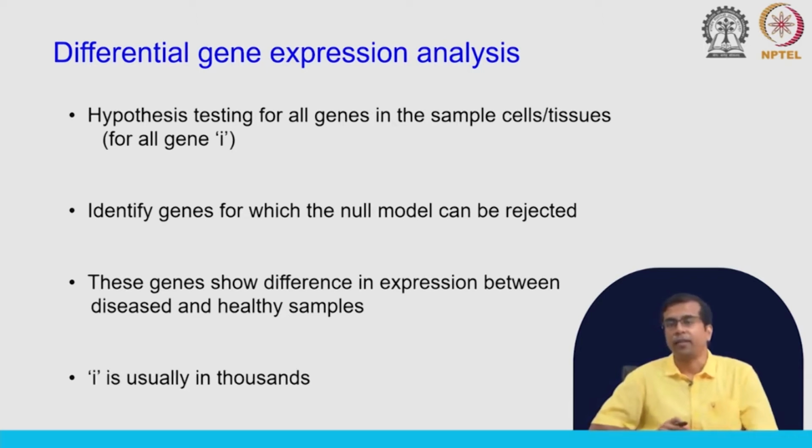Now, this i is usually in thousands or tens of thousands, depending on the organism. If you are talking about simple bacteria like E. coli, we have 4,000 genes. If you are talking about yeast, it is 6,000. If you are talking about human, 20,000 to 25,000 genes. But if you talk about transcripts, and you are also considering the isoforms, then that number would increase even further. So we are doing this hypothesis testing for tens of thousands of genes. This is a huge number of hypothesis tests, and we will see what actually happens when you test so many hypotheses at once.